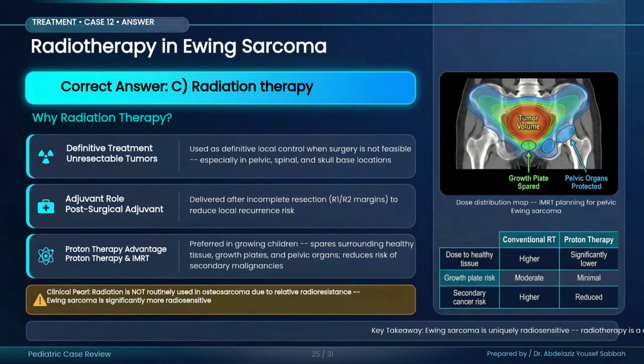Comparing conventional radiation therapy and proton therapy, dose to healthy tissue is higher with conventional therapy and significantly lower with proton therapy. Growth plate risk is moderate with conventional and minimal with proton therapy. Secondary cancer risk is higher with conventional and reduced with proton therapy. An important clinical pearl: radiation is not routinely used in osteosarcoma due to relative radioresistance. Ewing sarcoma is significantly more radiosensitive.